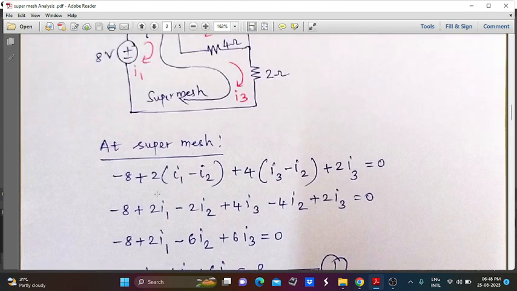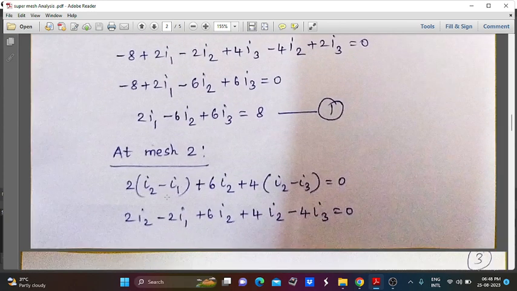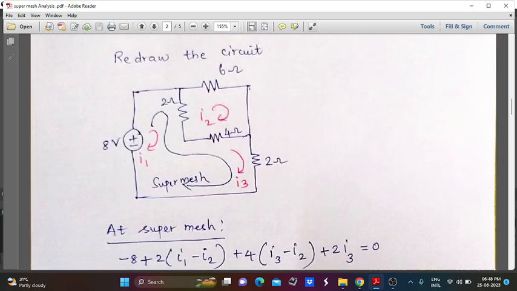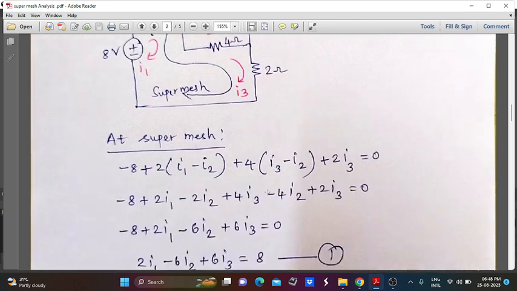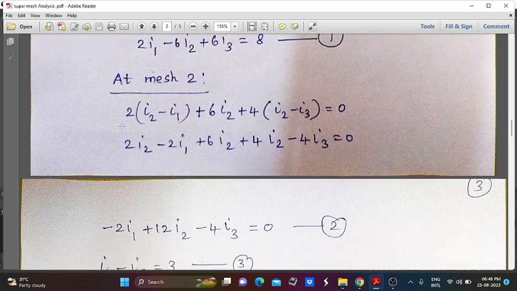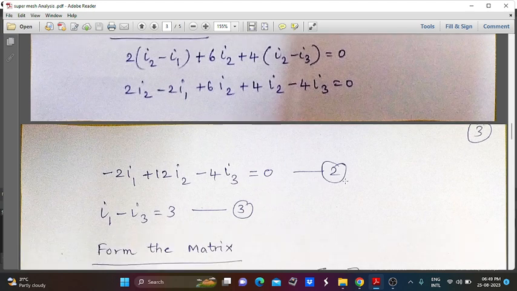Now we move to mesh 2, that is this particular area. We have to find the equation for mesh 2: 2 into (I2 minus I1), that is this 2 ohm resistor, plus 6 into I2, plus 4 into (I2 minus I3), equal to 0. So this is the equation for mesh 2. Expanding this expression, we finally get minus 2I1 plus 12I2 minus 4I3 equal to 0. So this is the second equation.